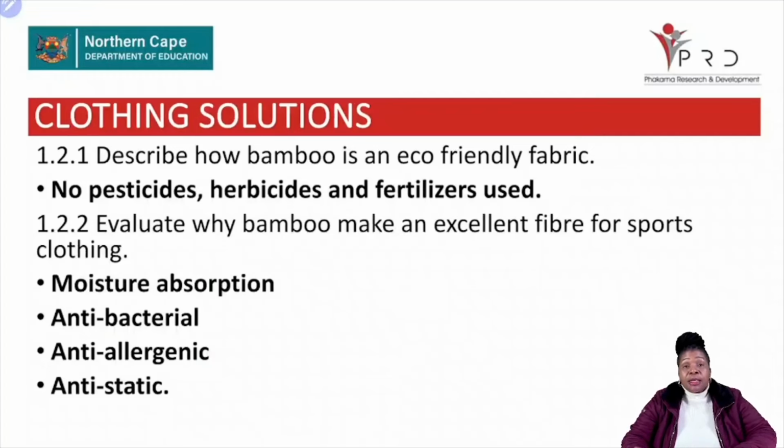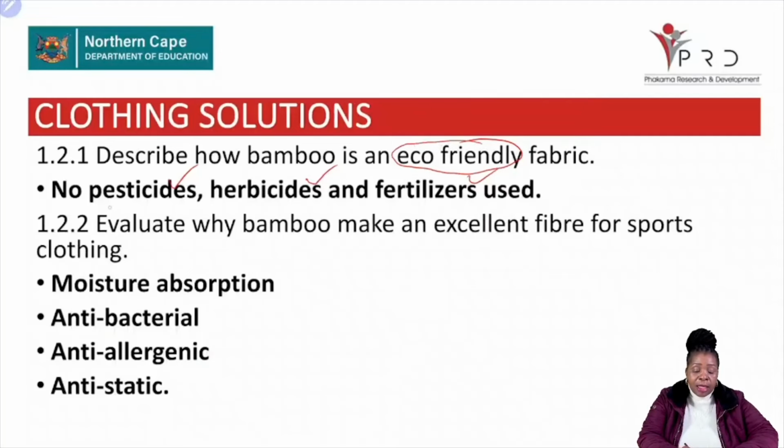1.2.1 says, describe how bamboo is an eco-friendly fabric. It doesn't use any pesticide. It doesn't use herbicides, and no fertilizers are used. So that means it is what? It is eco-friendly. Remember, pesticides destroy the environment.